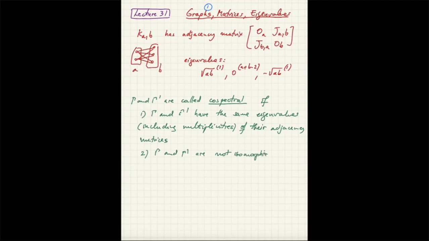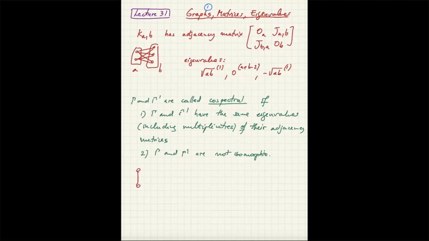Some authors like to leave the second part out of the definition, and they call two graphs, gamma and gamma prime, non-isomorphic co-spectral graphs. But I think it's easier to remember this way. So gamma and gamma prime are co-spectral if they have the same eigenvalues, but they're not isomorphic. And the result on the top allows us to find the first example, the smallest example of co-spectral graphs, which is the following.